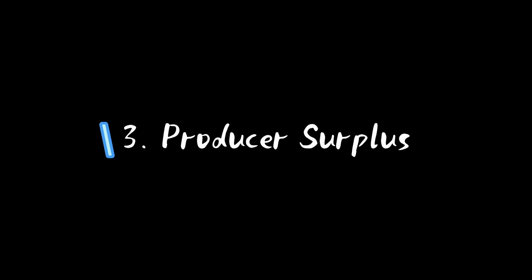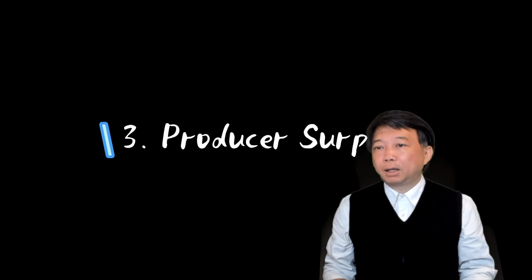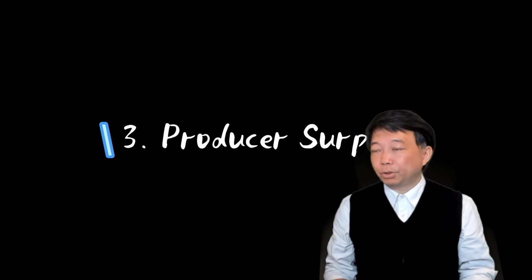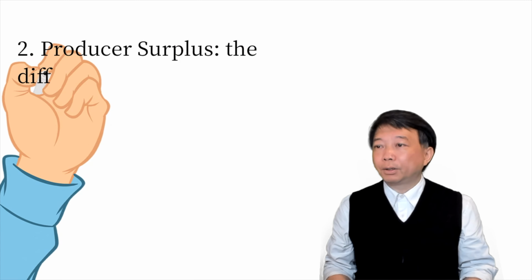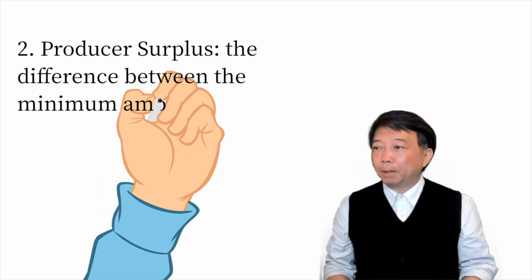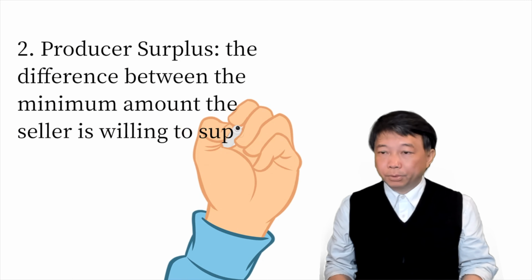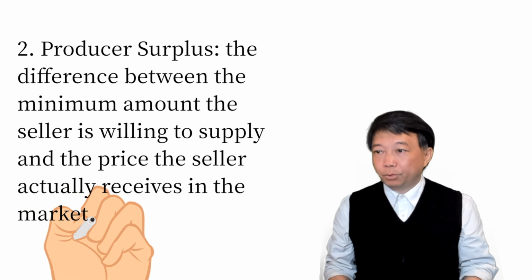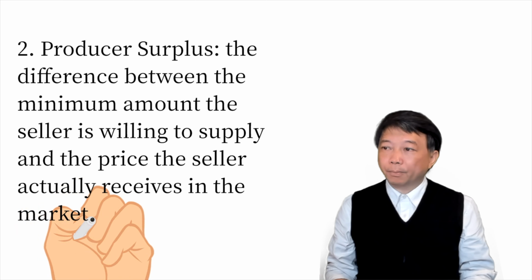Producer surplus. Similarly, producer surplus is the additional revenue from selling a good over the minimum amount the seller is willing to produce that good. It is the difference between the minimum amount the seller is willing to supply and the price the seller actually receives in the market.